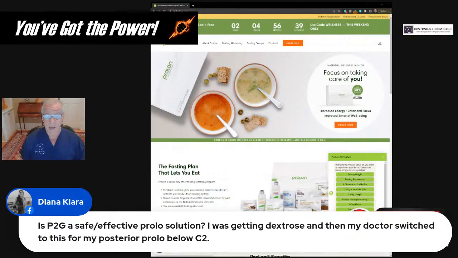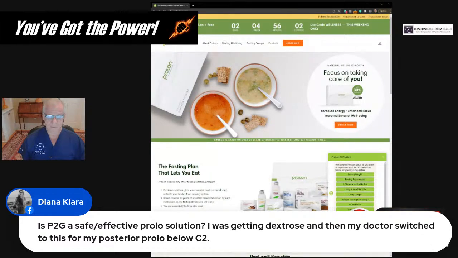Deanna, is P2G a safe, effective Prolo solution? I was getting dextrose, then my doctor switched to this from a posterior Prolo below C2. Yeah, the biggest concern with P2G and the reason why we don't use it is it's pretty toxic on nerves. If you were to get a regular Prolo solution close to a nerve at the normal Prolo percentage, 10 to 15%, you're probably going to cause some injury to that nerve. But if you use P2G, you're definitely going to cause severe injury to that nerve.